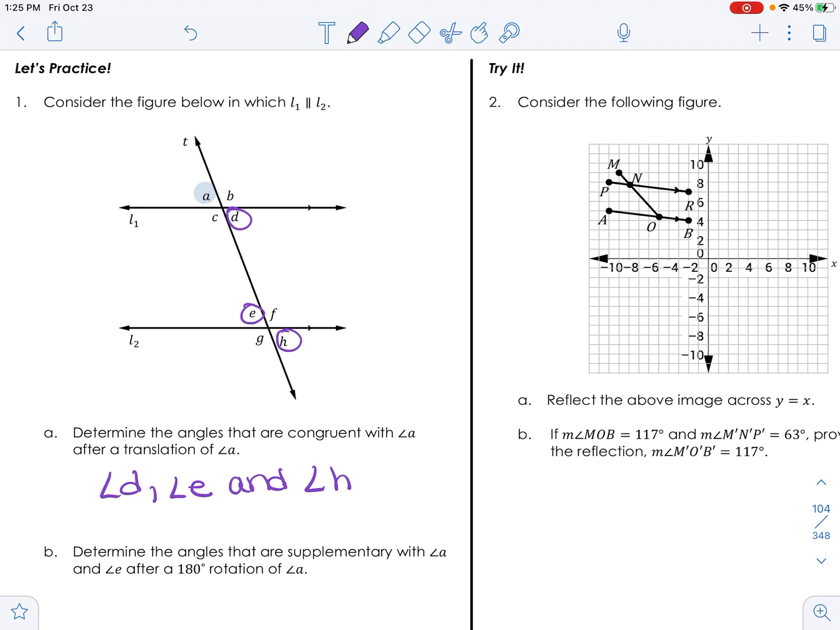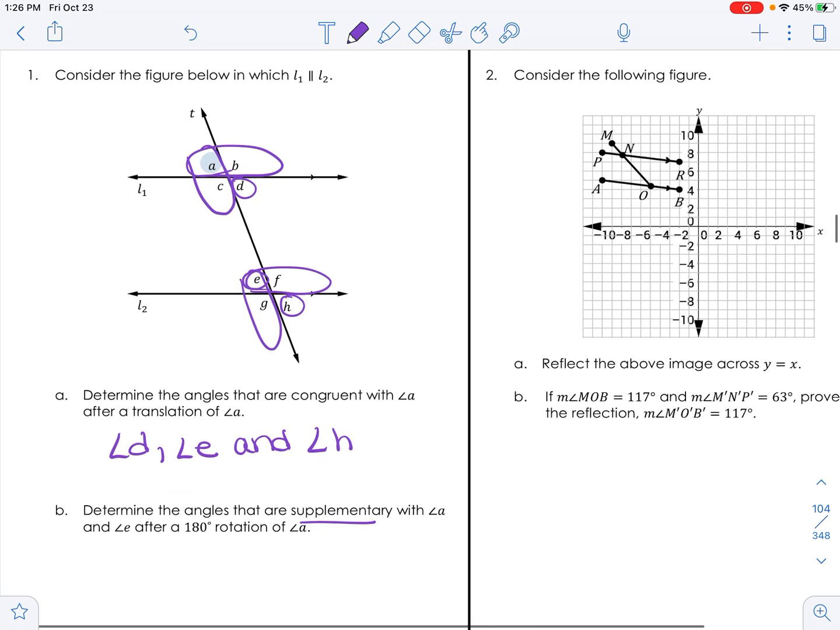Determine the angles that are supplementary with angle A and angle E after a 180-degree rotation of A. Okay, so if I'm looking at supplementary, then I know that these are supplementary, these are supplementary, and with E, these are supplementary, these are supplementary. So angle B, angle C, angle F, angle G.